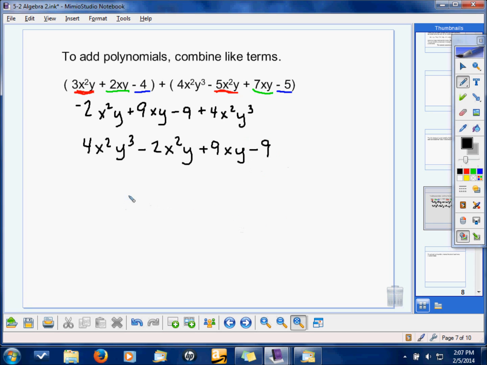What is the coefficient of the x squared y to the third term? 4. What is the coefficient for this term? Negative 2. And the coefficient for this term is positive 9. Okay, so I managed to get in a little bit of other review there. Okay, anybody still writing?